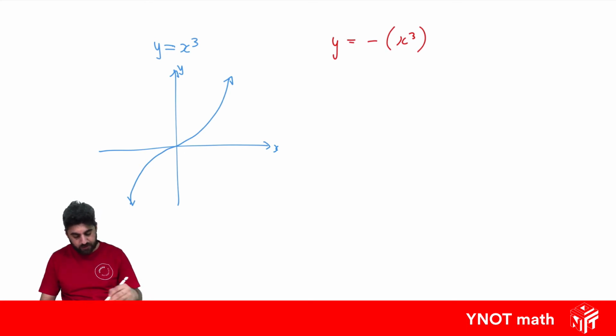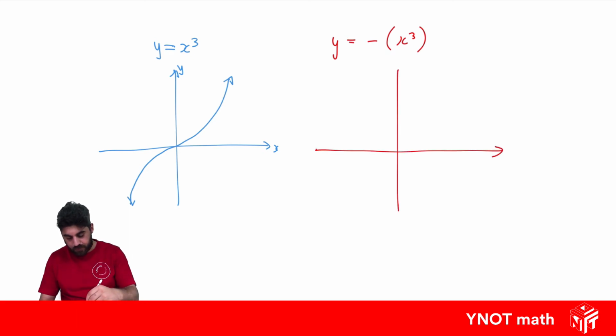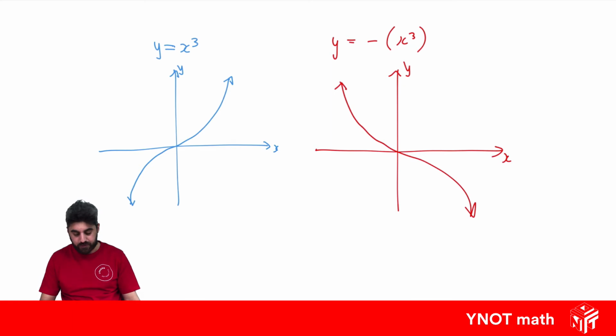So when we go to graph this one, we know our original graph, and flipping everything above the x-axis to below and everything below above, we'll get something like that. And that'll work for any graph, we're just applying it to a cubic.